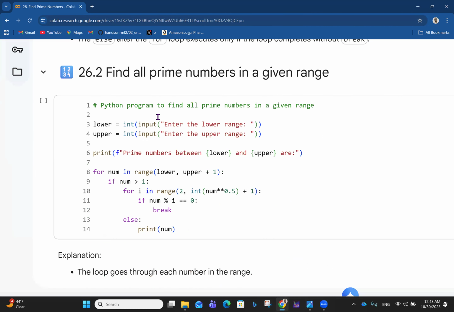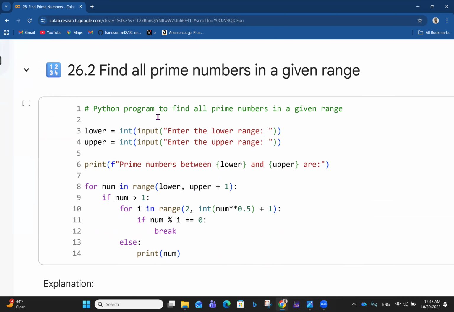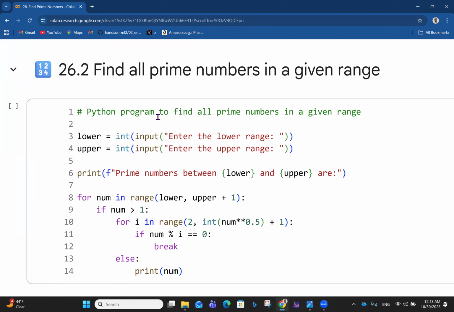That's one thing. What if you want to know the prime numbers within a range? So you want to find all prime numbers in a given range. Here we have a Python program to find all prime numbers in a given range. You have the lower and the upper, so you need to give a range. Input the lower range, input the upper range, and then print the prime numbers between lower and upper. Then I have for num in range lower, comma, upper plus 1. If num is greater than 1, for i in range 2, like the test we did before, if num modulo i is equal to 0, then break. Otherwise, that's the else, you print the num.